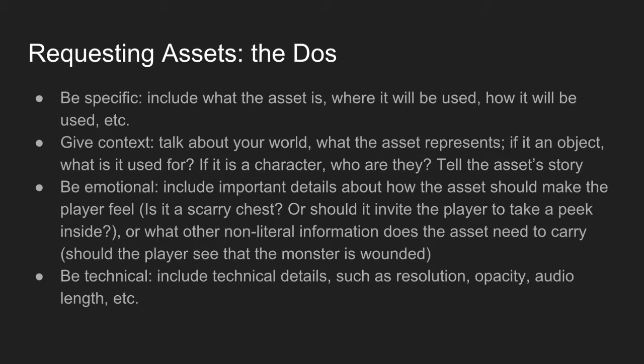If it's a character, talk about the personality. Who are they? Where do they come from? What do they act like? Tell the story of the asset. Give its world context. If you have a world document, you might want to share that with your asset creator so they can get a broader context for what this place actually is.